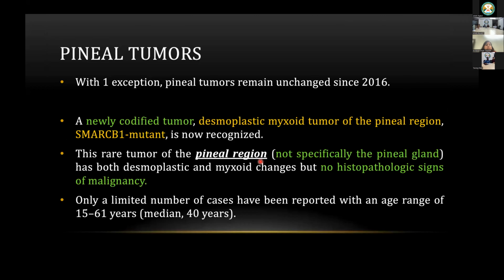Now, pineal tumor classification has largely been unchanged in the WHO 2021 classification. Only one exception is there, that they have added a new entity, that is desmoplastic myxoid tumor of the pineal region, SMARCB1 mutant. But one point here I would like to say about pineal tumors, that from the neurosurgeon's point of view, whatever diagnosis we give, whether intrinsic pineal tumor or a pineal region tumor, that does not carry much importance for them, because most of the pineal region tumors look alike, especially if they are arising from the pineal cells themselves.